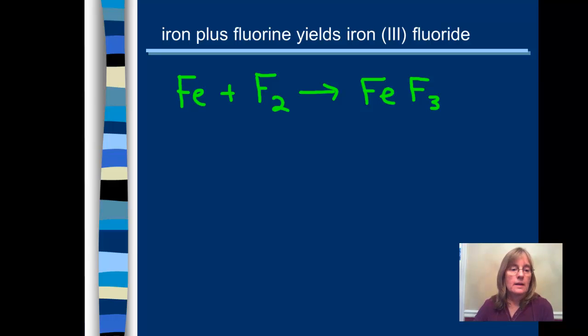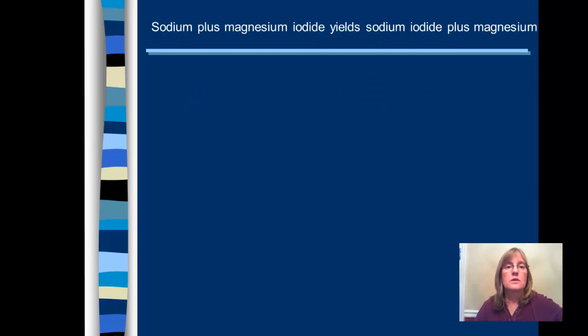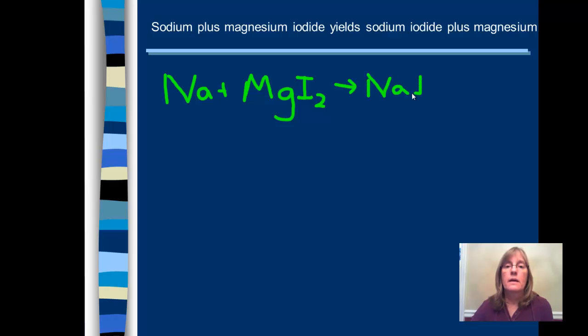All right. Next, we are going to do another one. Sodium plus magnesium iodide. Again, this is what I'd like you to do. This is going to be your formula. Sodium. And if you remember, we need to drop and swap. So you're going to end up with magnesium iodide yields sodium iodide.